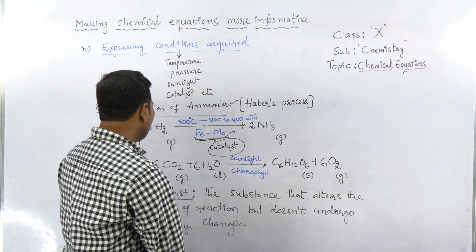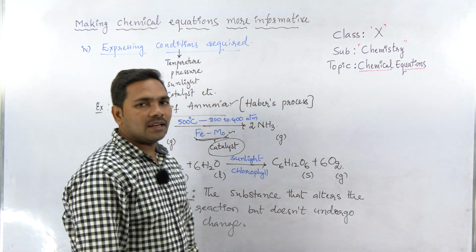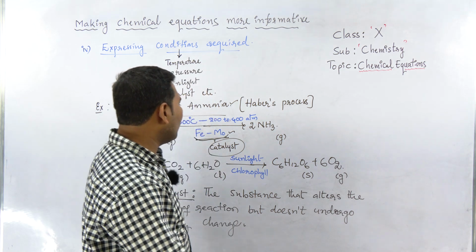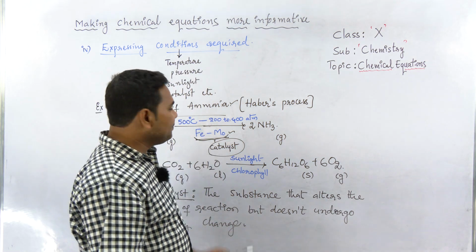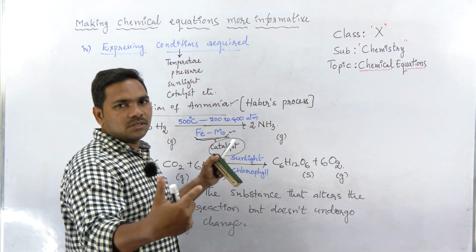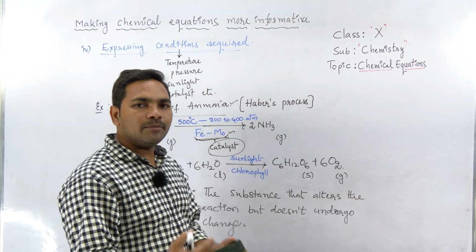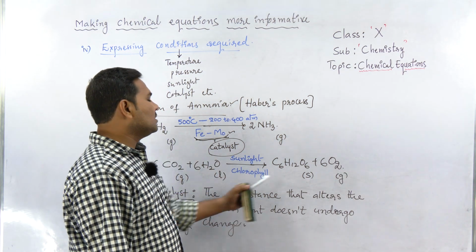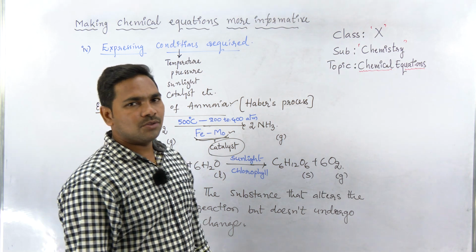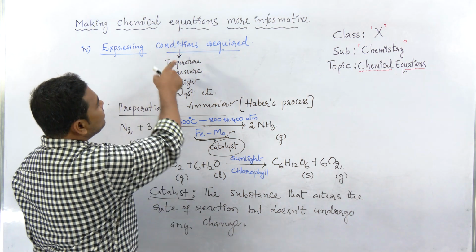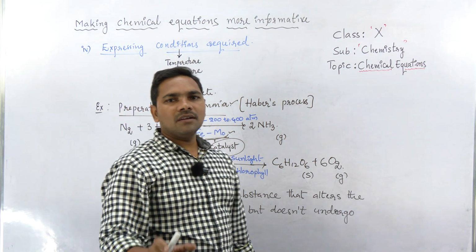And here in photosynthesis they are not catalysts, they are not substances that promote the rate of reaction. Iron molybdenum increases the speed of reaction, but sunlight and chlorophyll are required. In the absence of these conditions, this reaction doesn't take place. This is another way of expressing conditions required for a chemical reaction.